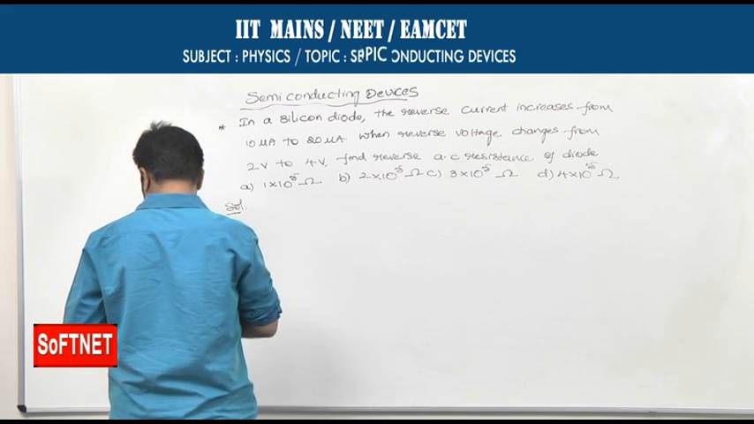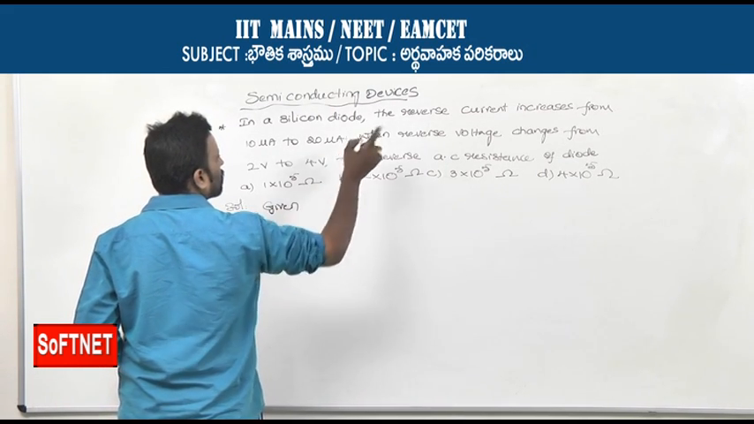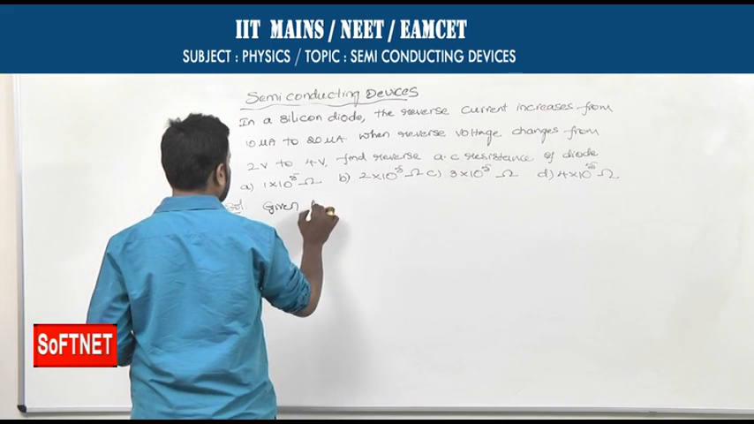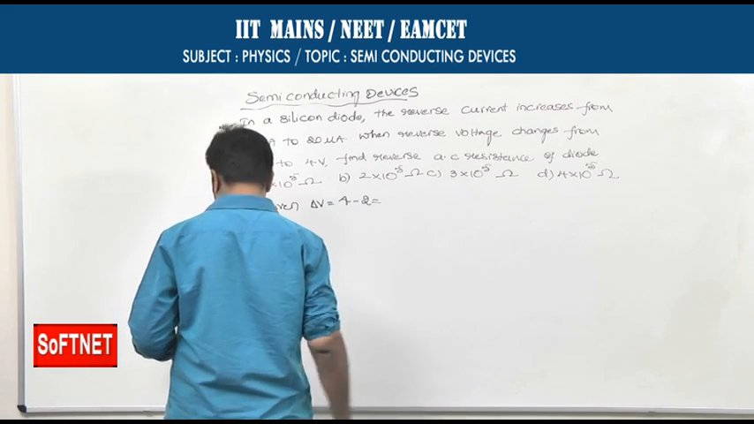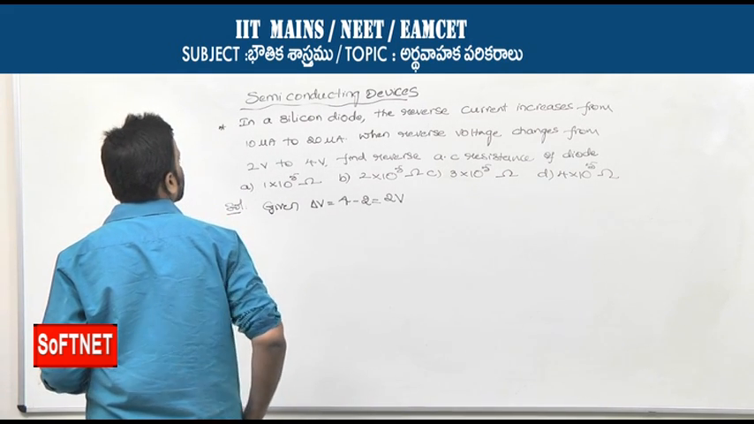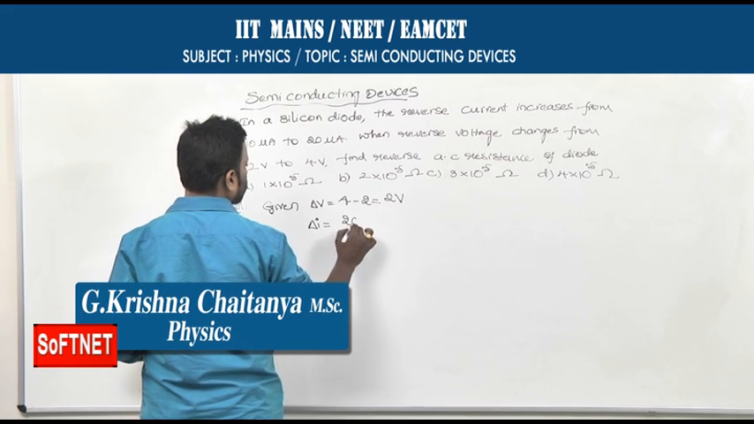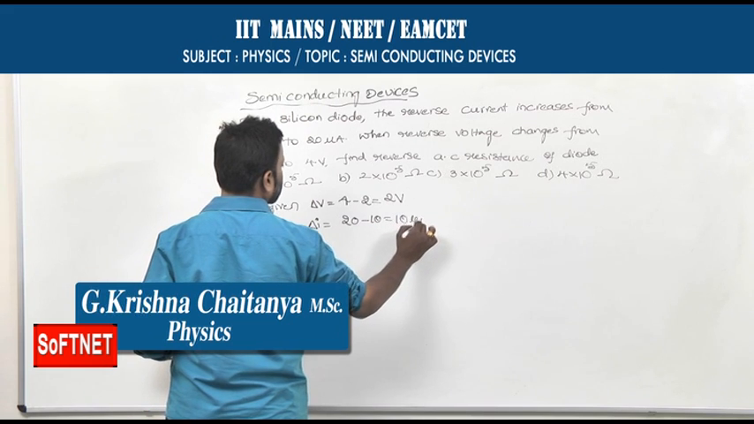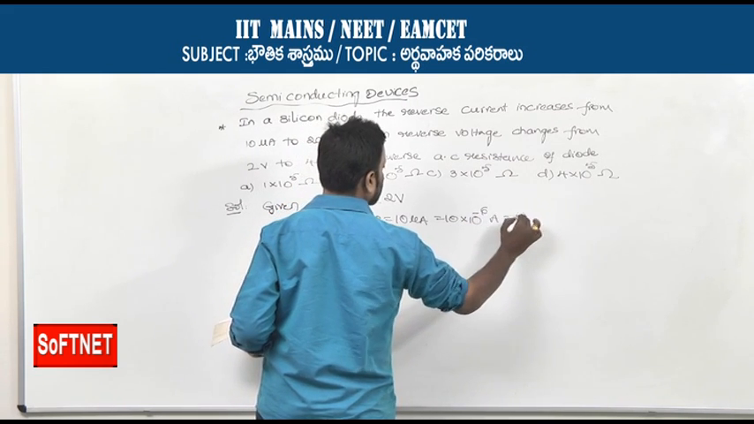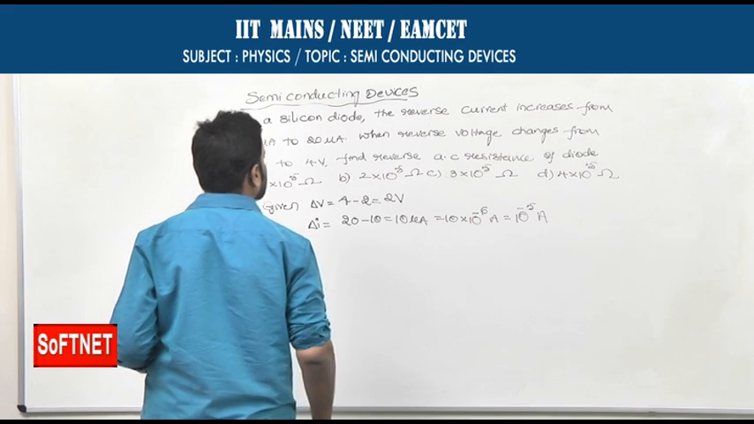According to the data given, the reverse voltage changes from 2 to 4 volts. So, the change in the voltage delta V is equal to 4 minus 2, that is 2 volts. He further said that the reverse current changes from 10 to 20 microamperes. Change in the current delta I is equal to 20 minus 10, that is 10 microamperes, which is equivalent to 10 into 10 power minus 6 amperes, that is 10 power minus 5 amperes. You are asked to calculate the reverse AC resistance of the diode.